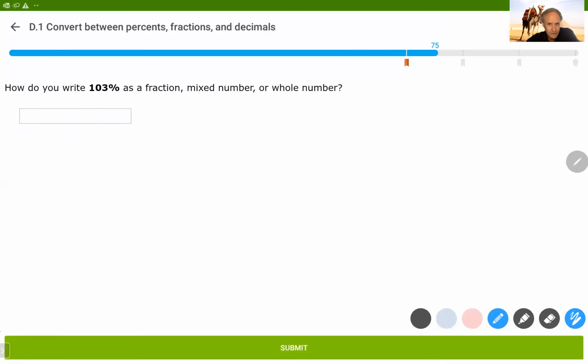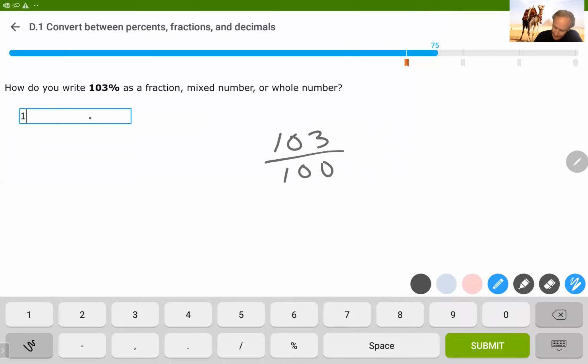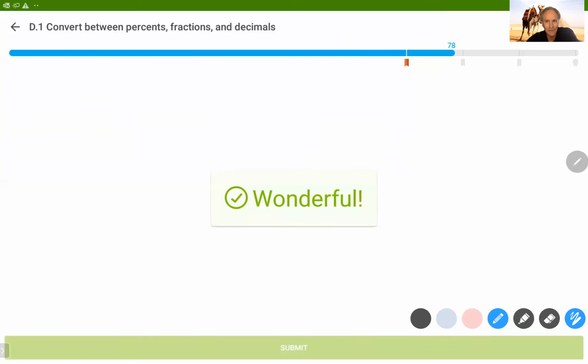%, as a fraction, mixed number, or whole number. Okay, I have a choice. So 103 is written as a fraction, actually, per 100. That's good enough. You could write it as a mixed number, but I kind of like the 103 per 100. I was thinking that was a question rather than the way they want it written.